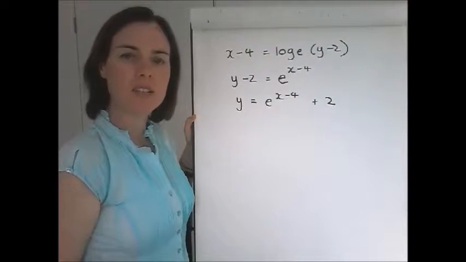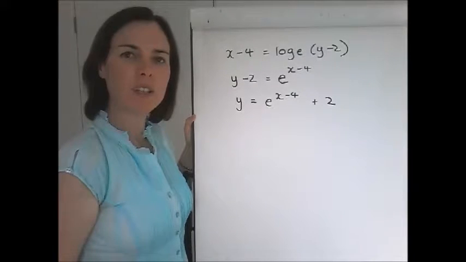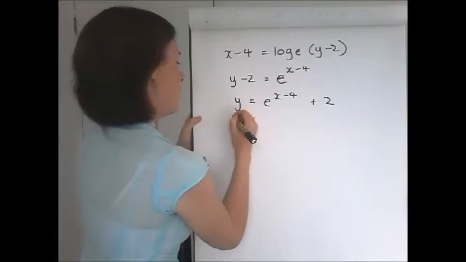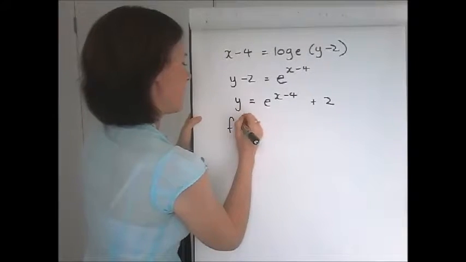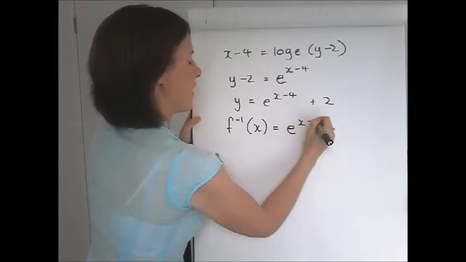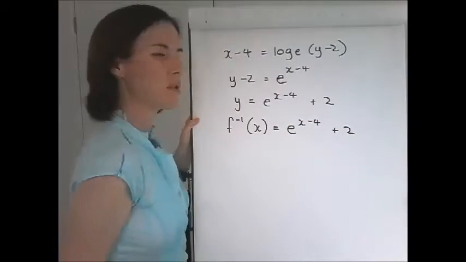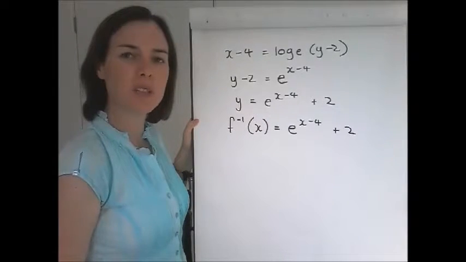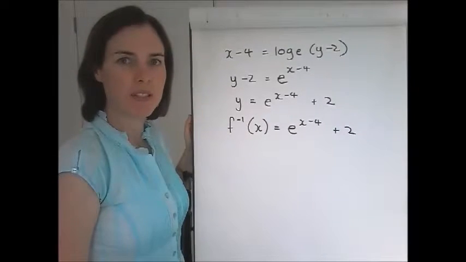Now that is the inverse function. I can't leave it with a y there because there was no y in the question. So I'm going to say that the inverse function of x is e to the (x take 4) plus 2. And that's good enough. It's not exactly in the form the function was written, but for our purposes, that's fine.